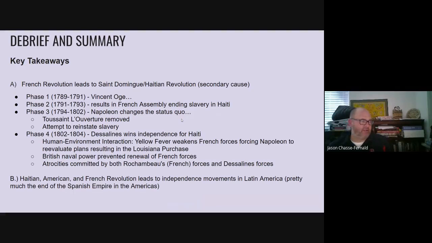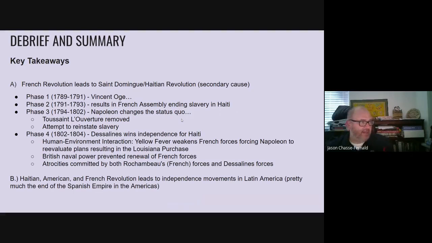Phase 3. So from 94 up until 1802. And Napoleon will come to power by 99 and 1800. By 1801, he's definitely fully in control, and he will change the status quo. So, the way things were in 94 are very different from 02.